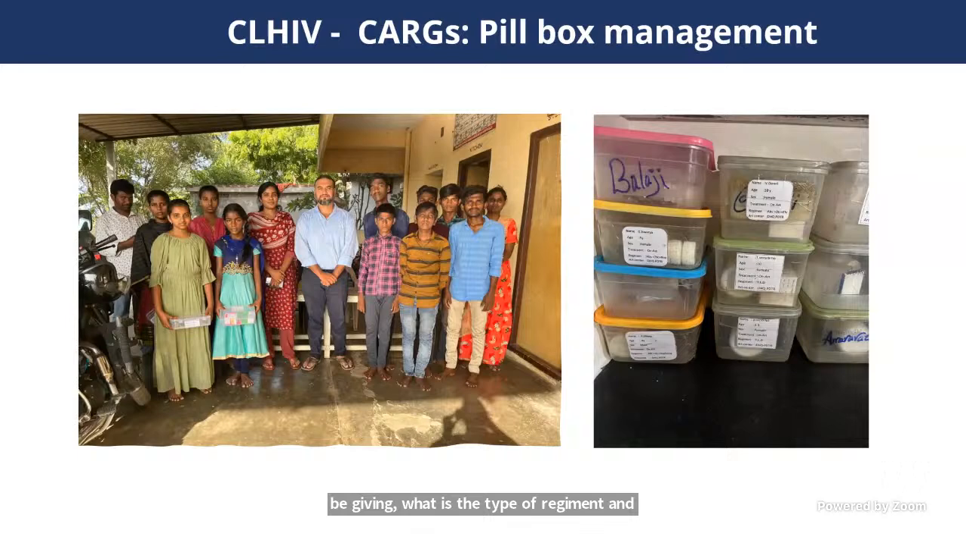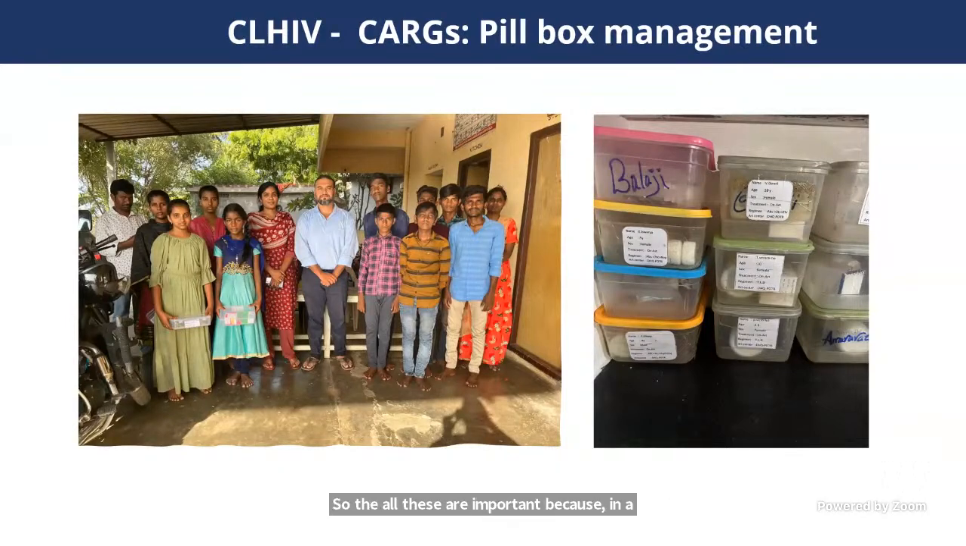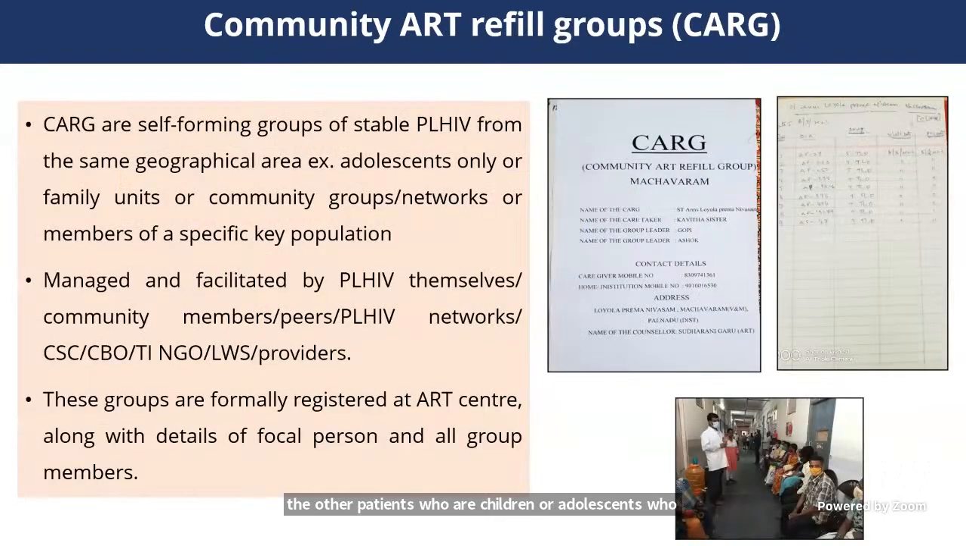So all these are important because this is basically a community setting where you have children, or sometimes other homes. There you can institute mechanisms, because all of them may not be coming to your care. A couple of them will come and pick up the drugs for the others. So you definitely want them to give you the adherence of the other patients who are children or adolescents in those centers.